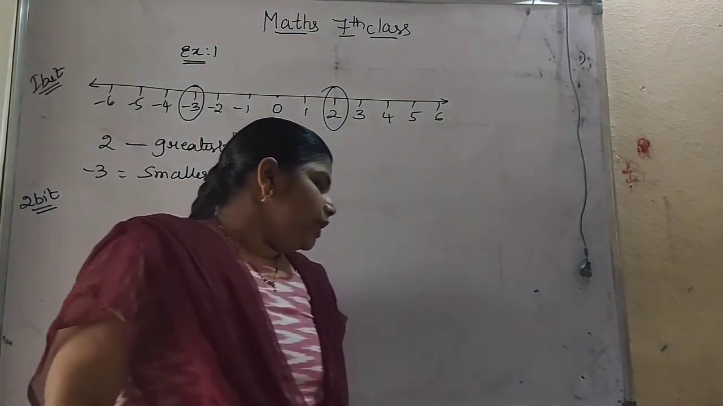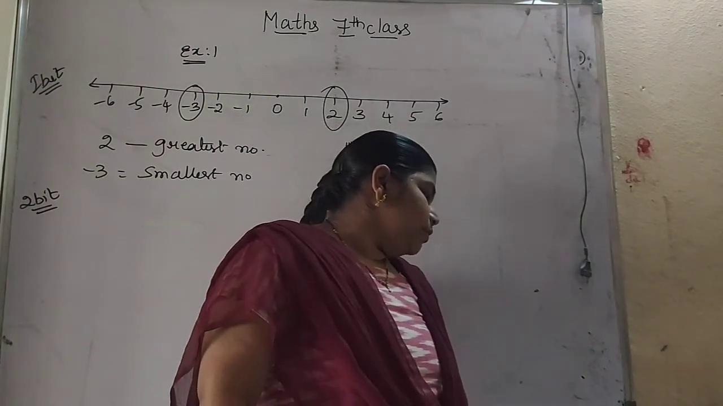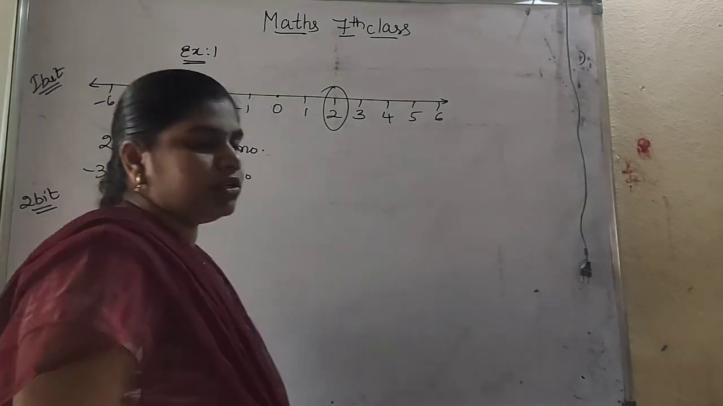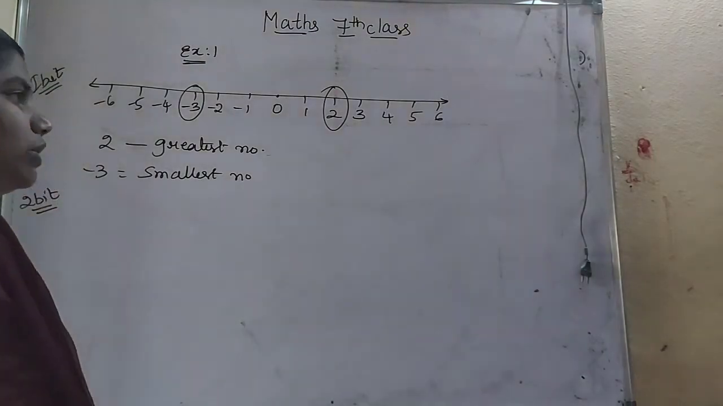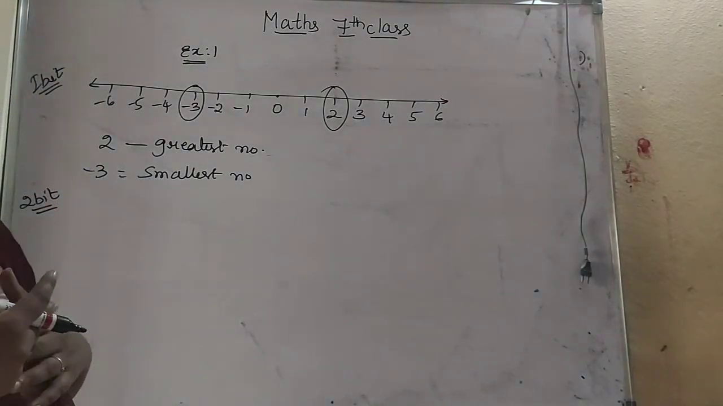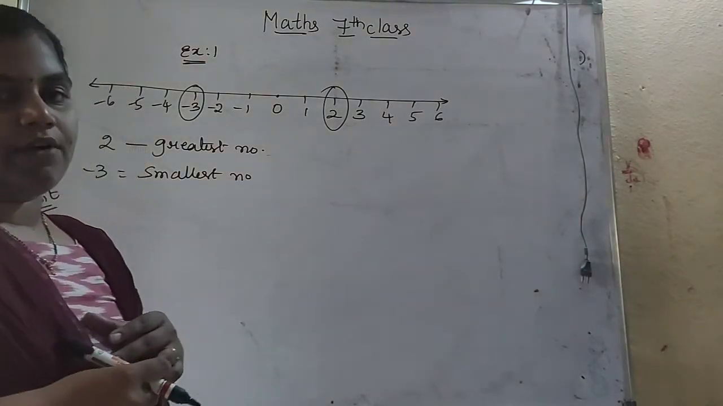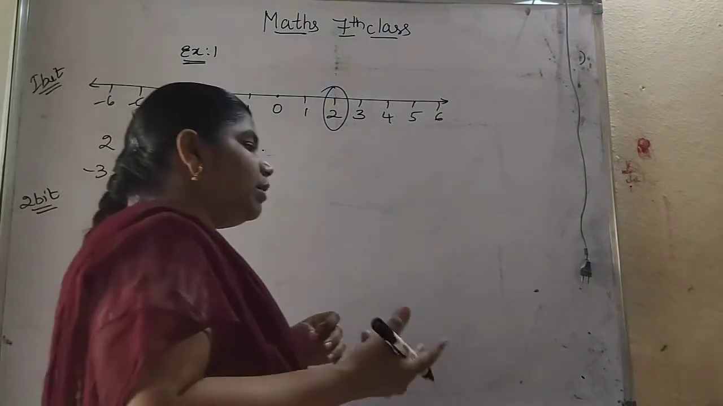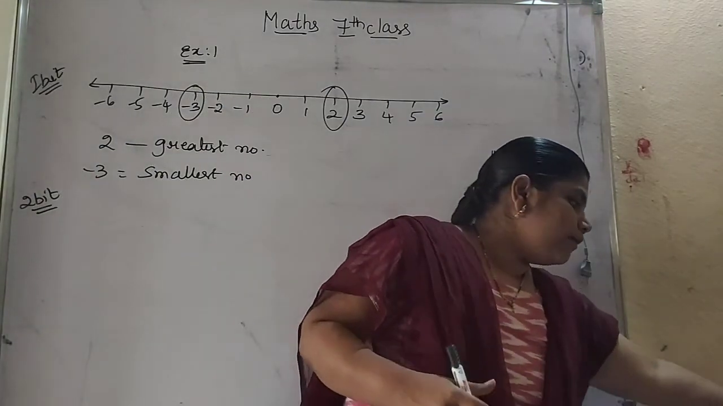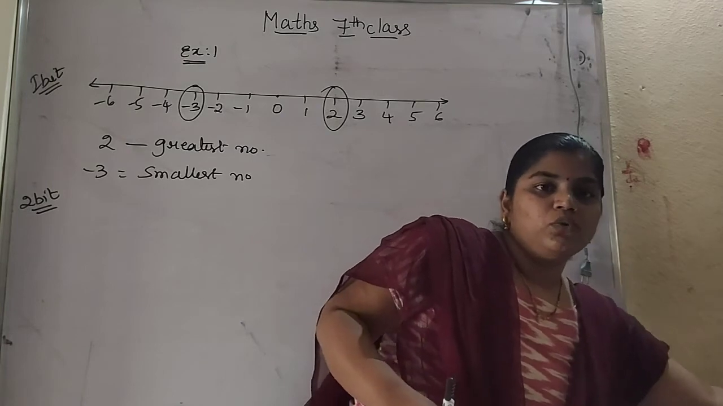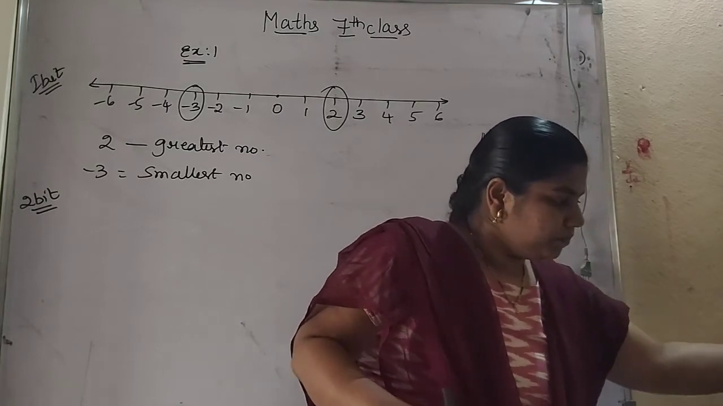Write the integers between the pair of integers given below. Also choose the biggest and smallest integers from them. Okay, so they have given pairs of numbers. Between the numbers we have to write the integers, and we also have to identify which is the greater number and which is the smaller number. So let us see how to identify that.